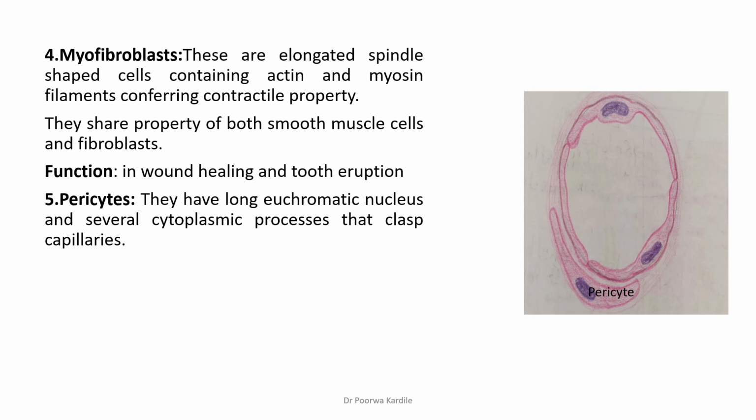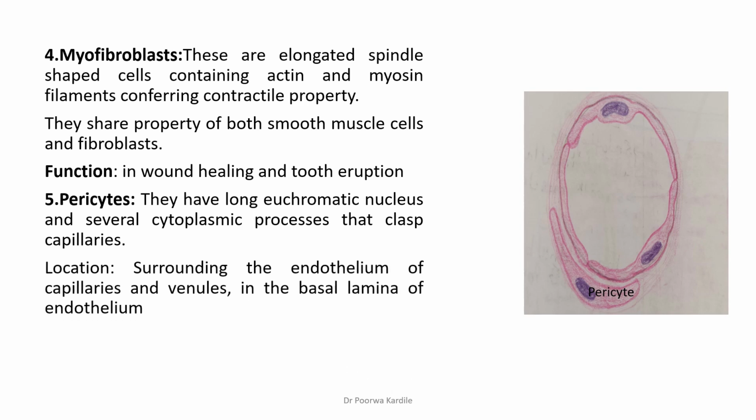So the second type of cell is pericytes. As you can see in the diagram, this is a capillary. We can see the endothelial cells of the continuous capillaries, and in the vicinity, we can also see the pericytes. These pericytes have a long euchromatic nucleus and several cytoplasmic processes that help in clasping the capillaries. So the pericytes are surrounding the endothelium of capillaries and venules, within the basal lamina of the endothelium.